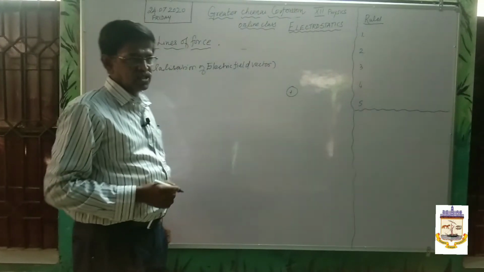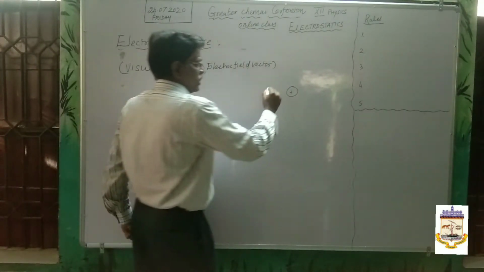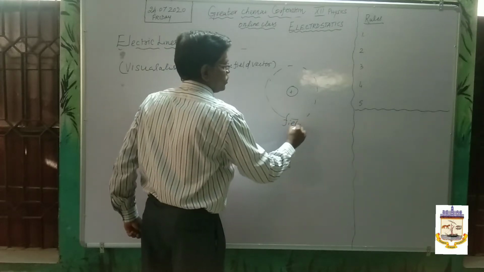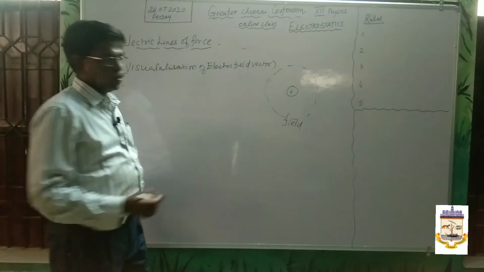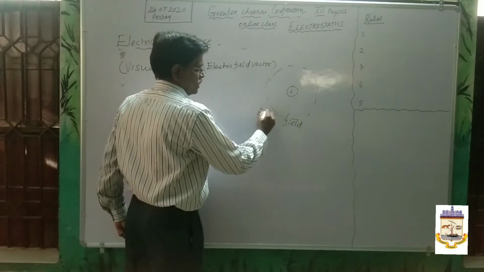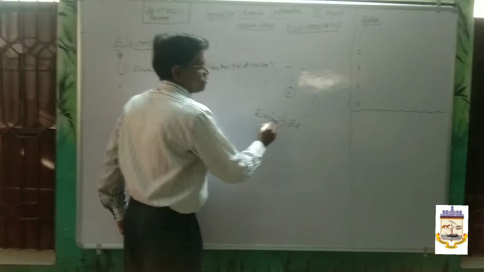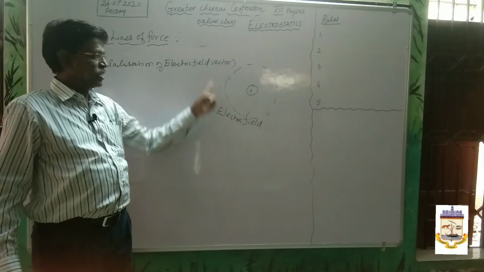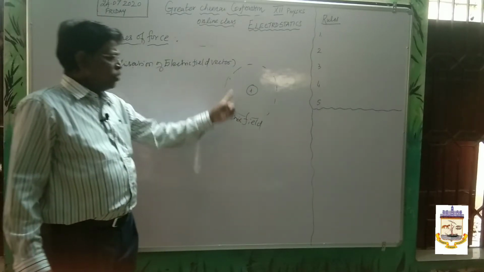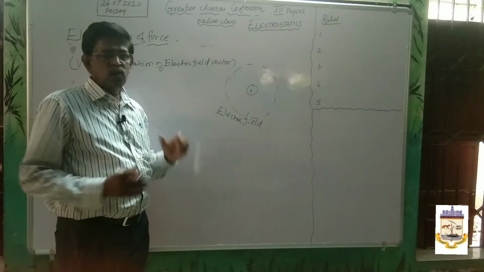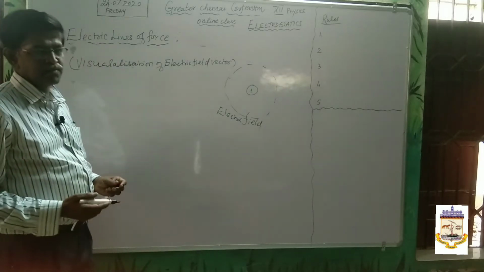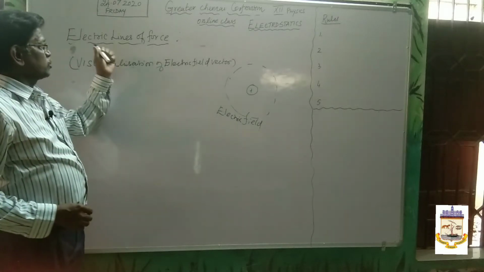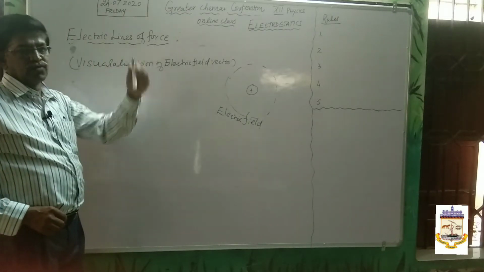suppose you consider a positive charge. Surrounding the charge there exists a space, which is called a field. What is this field called? This field is nothing but the electric field. So the electric field is the space around the charges. How to visualize this? In what way is the field acting? To represent it, this concept was introduced: the electric lines of force.